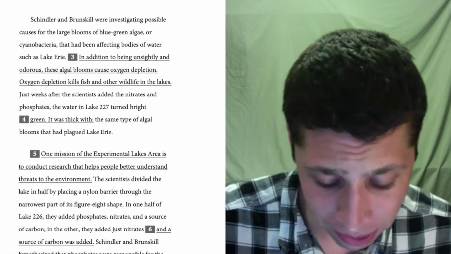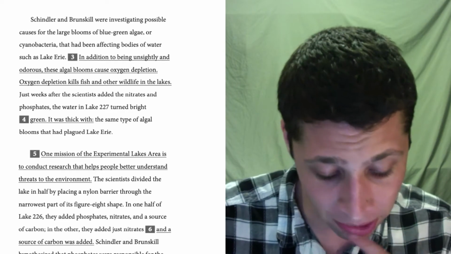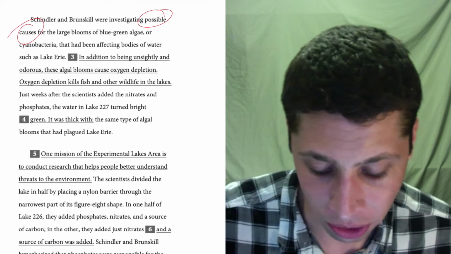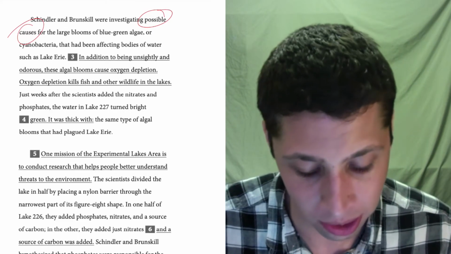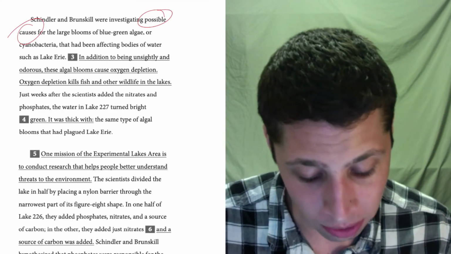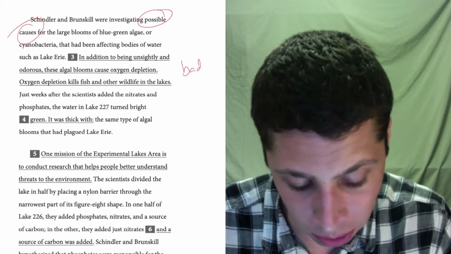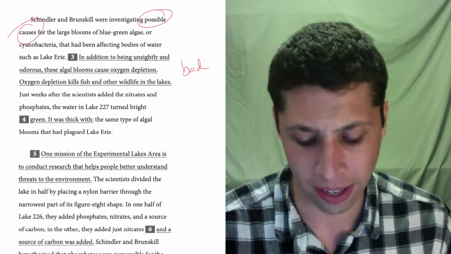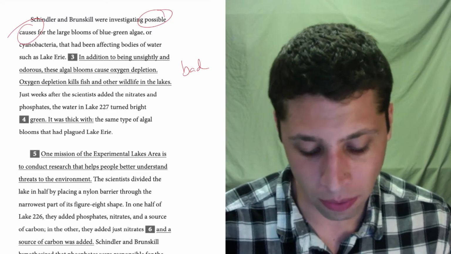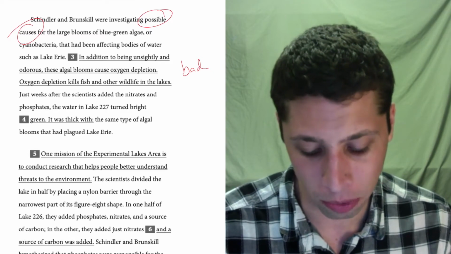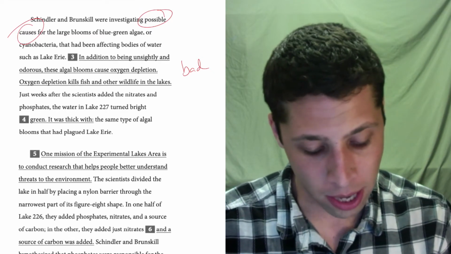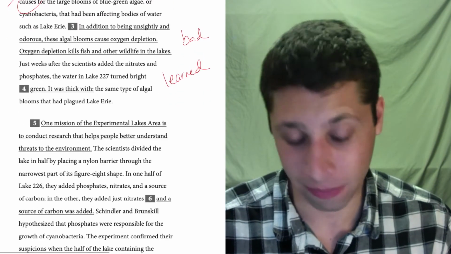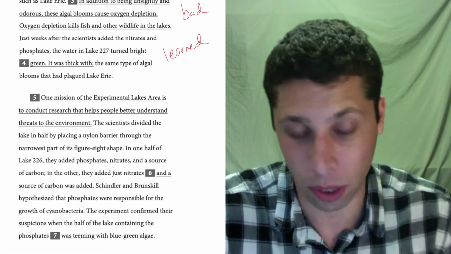But the first paragraph says, Schindler and Brunskill were investigating possible causes for the large blooms of blue-green algae or cyanobacteria that had been affecting bodies of water such as Lake Erie. In addition to being unsightly and odorous, these algal blooms cause oxygen depletion, so they're bad. Oxygen depletion kills fish and other wildlife in the lakes. Just weeks after the scientists added the nitrates and phosphates, the water in Lake 227 turned bright green. It was thick with the same type of algal blooms that had plagued Lake Erie. Okay, so they learned something. Great. I'm using just kind of dumb summaries here to get a rough feeling of what these paragraphs are about.